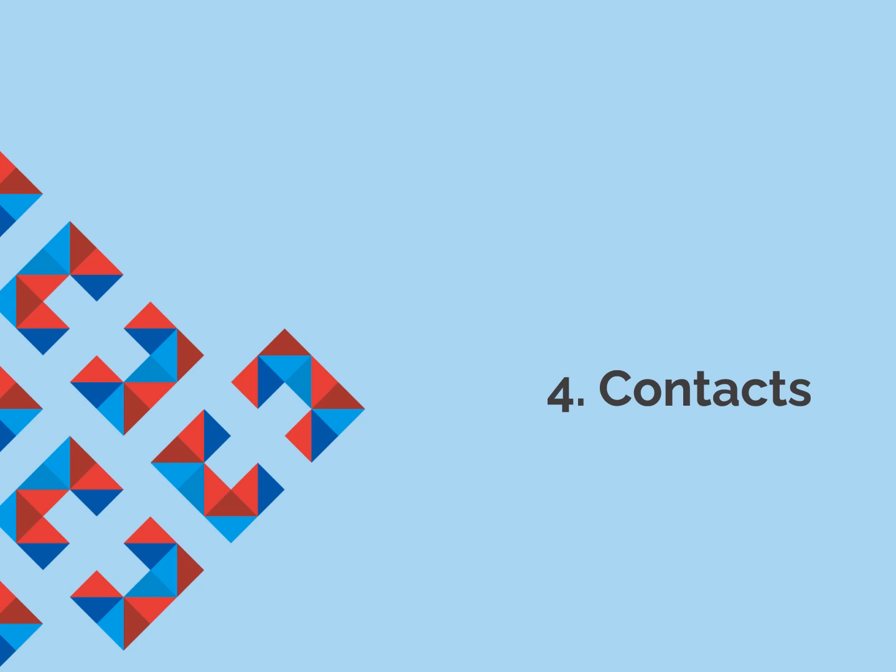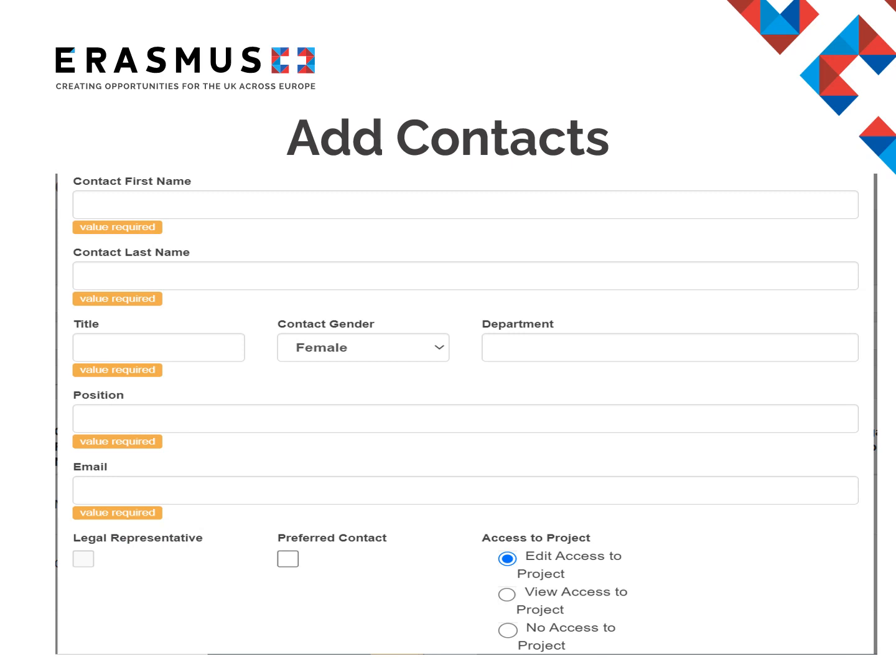Apart from the automatically generated contacts, more people can be added as contacts for this project. To add a new contact, click the green Create button on the top right-hand side of the contact screen. This will appear on your screen. Please complete all the fields with value required in order to create the new contact.